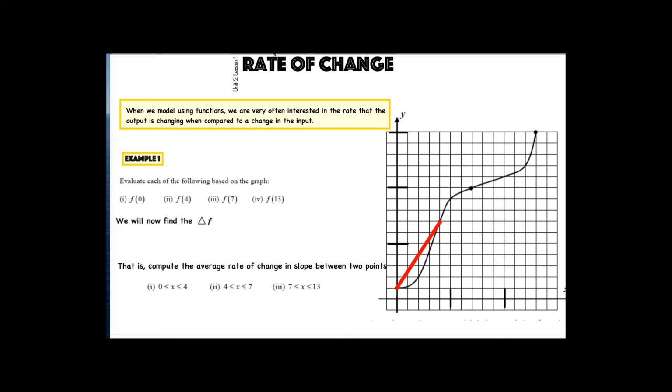If I were to ask you to do f of 0, f of 4, f of 7, and f of 13, based on this graph, hopefully all now we would say, okay, when I put a 0 into function f, I get back the number 1. When I put a 4 into function f, I get back the number, what is that, 5, 6, 7. When I put a 7 into the function, I get back 10. And when I put a 13 into the function, I get back 15.